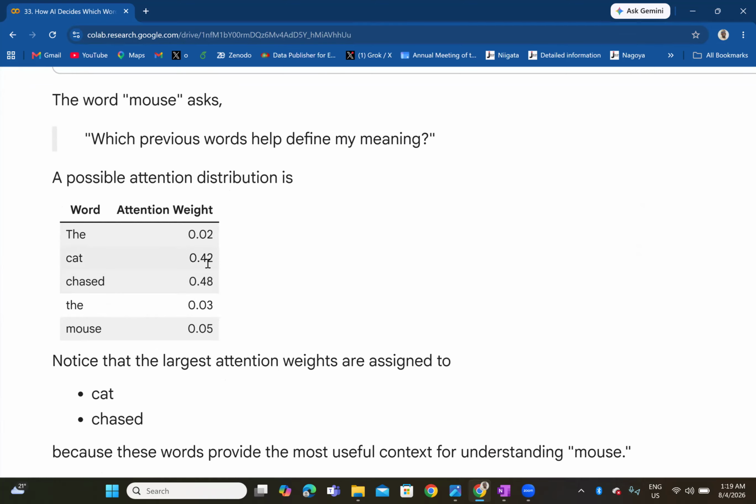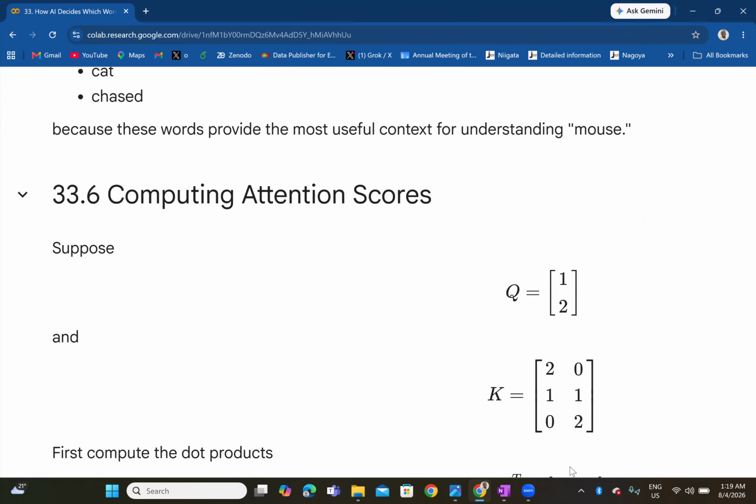That is why the next highest probability is cat. It belongs to cat. So you have the again, 0.03, and mouse 0.05. Now, notice that the largest attention weights are assigned to cat and chased because they provide the most useful context for understanding mouse. There's a chasing and there's something doing the chasing. So those are the most important.